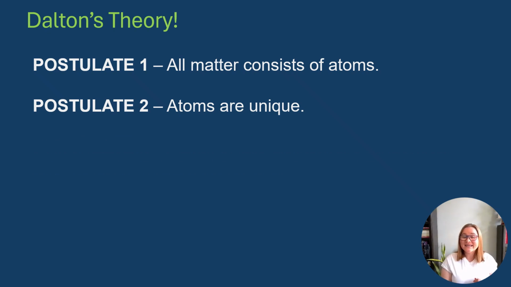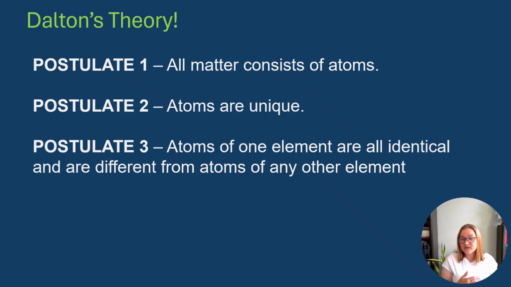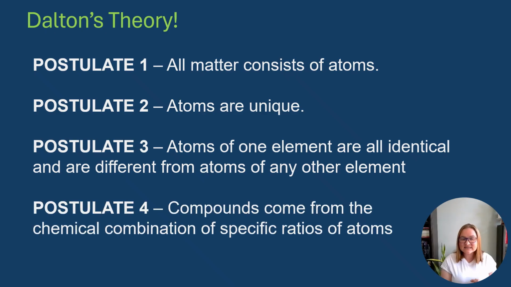Thirdly, Dalton incorrectly stated that atoms of one element are all identical, including in mass. At the time, the idea of isotopes hadn't been published, so it's less that this is incorrect and more that it was just mistaken. And lastly, Dalton stated that more than one atom can come together in some permanent combination to form compounds. That newly formed compound will have a set of properties that differ from its constituent atoms.